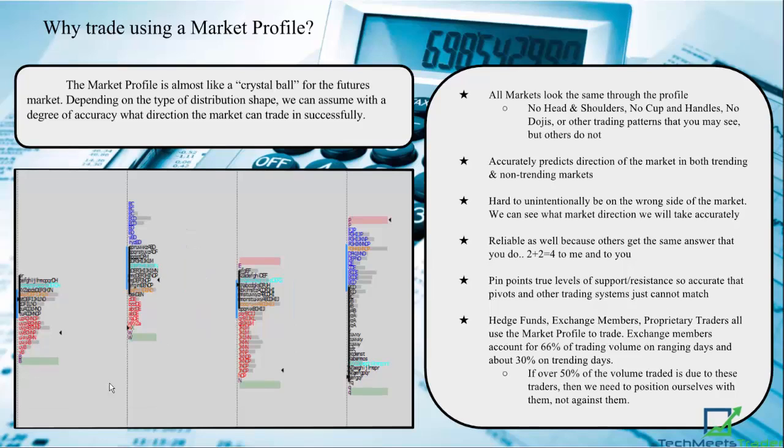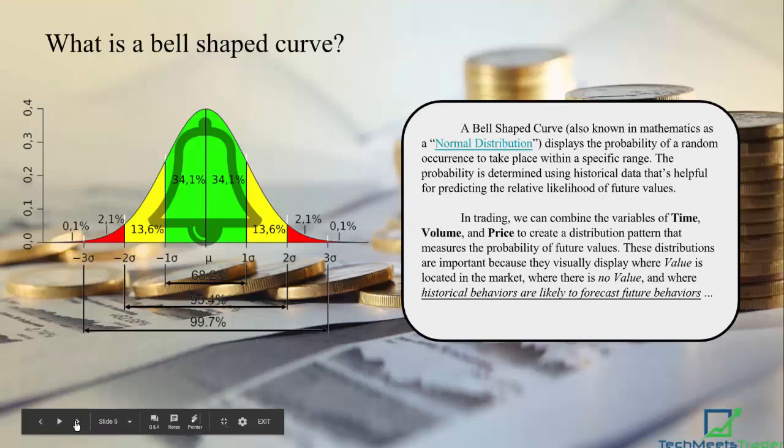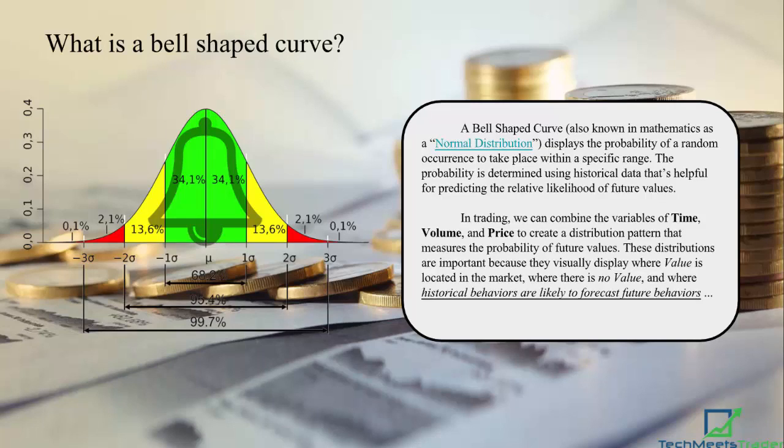So this brings us to our next topic and our next question. So what is a bell-shaped curve? Well, a bell-shaped curve, also known in mathematics and more specifically statistics as a normal distribution, displays the probability of random occurrence to take place within a specific range. The probability is determined using historical data that's helpful for predicting the relative likelihood of future values.